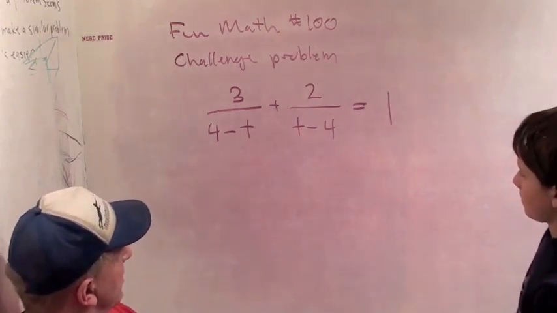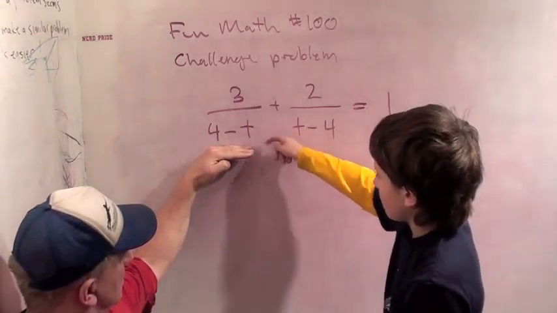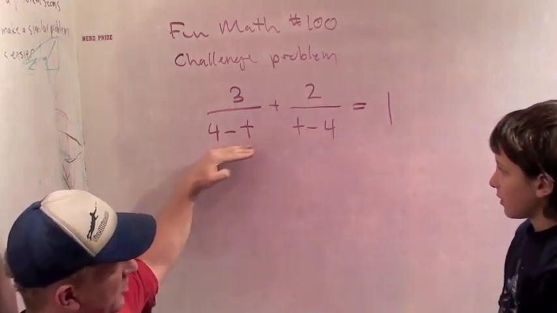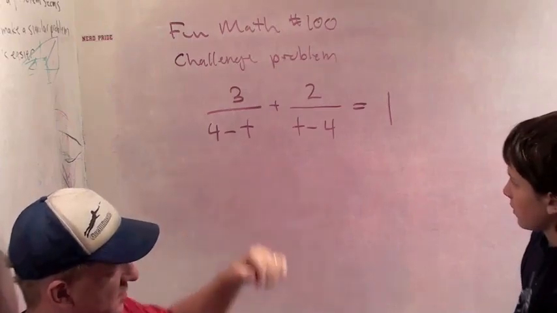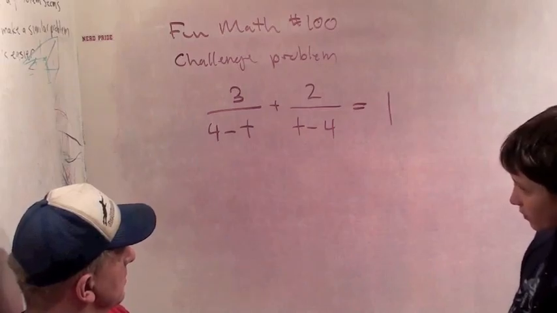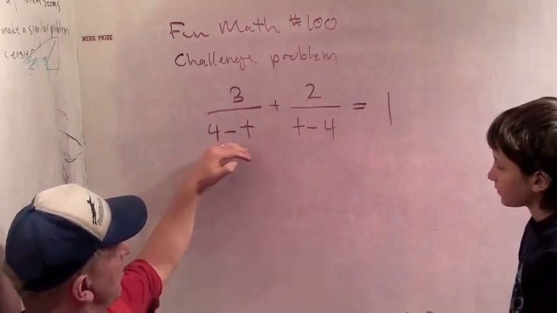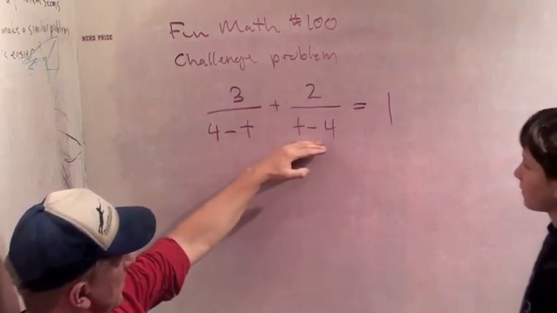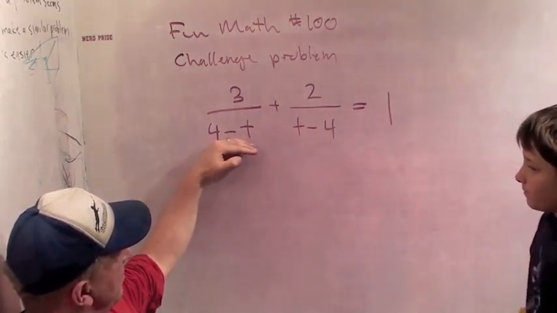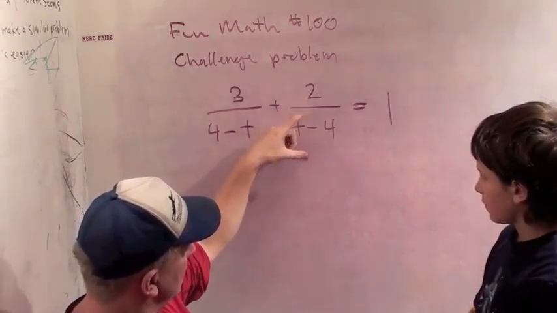Let's see what happens. How can I make this be 5? How can I make the bottom here be 5? 4 minus t equals 5. What would t equal? T would equal minus 1. 4 minus 1 is 5. Minus 1 minus 4. Now, if this is 5, this is 3/5, I got to get this to equal plus 2/5.